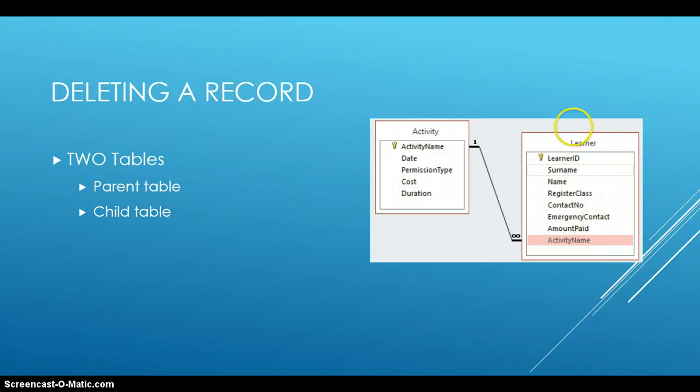So in this case, if we were going to delete from the child table, it would be okay because there is nothing in the learner table that is affecting the activity table. It obviously gets the value from the activity, but it's not affecting anything in the activity. The activity is completely independent of the learner. The learner is dependent on the activity. So if we delete a learner, then it's okay. Then we'll just delete that record and that's fine. That's like you would have done last year.